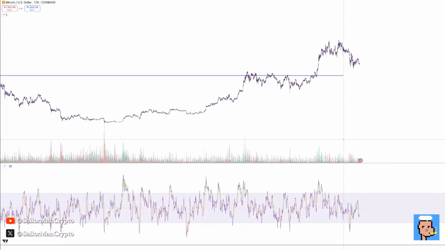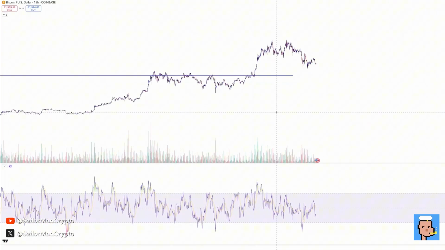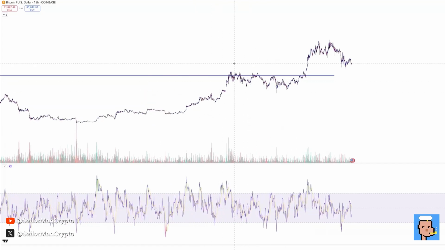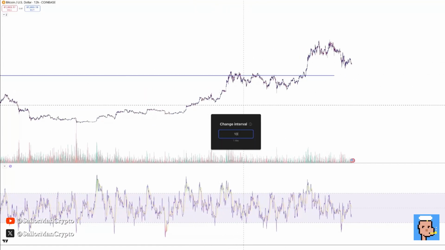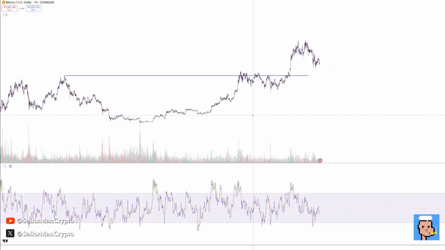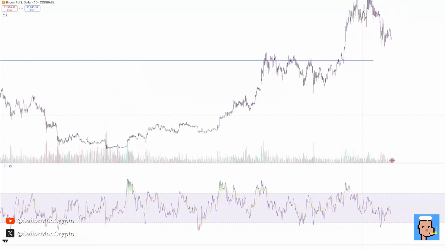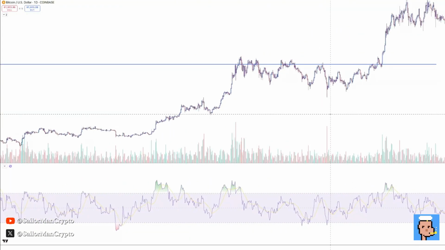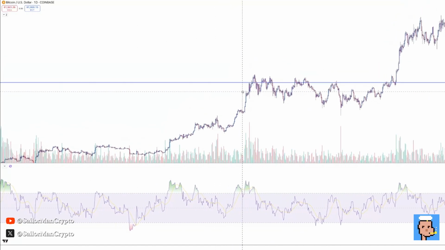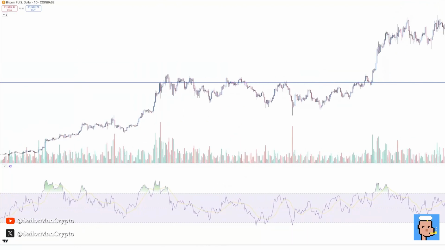Let's try to find other examples so you develop some visualization. Okay, so probably we can use this level here, that was the former all-time high level at around 69k, and also here potentially we want to see the same. So price started to move higher from here, and volume, from this level, started to decline along with the RSI.